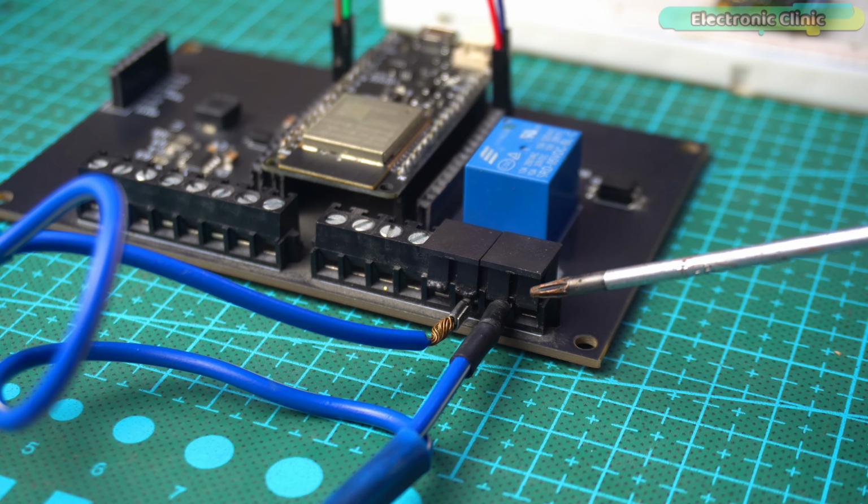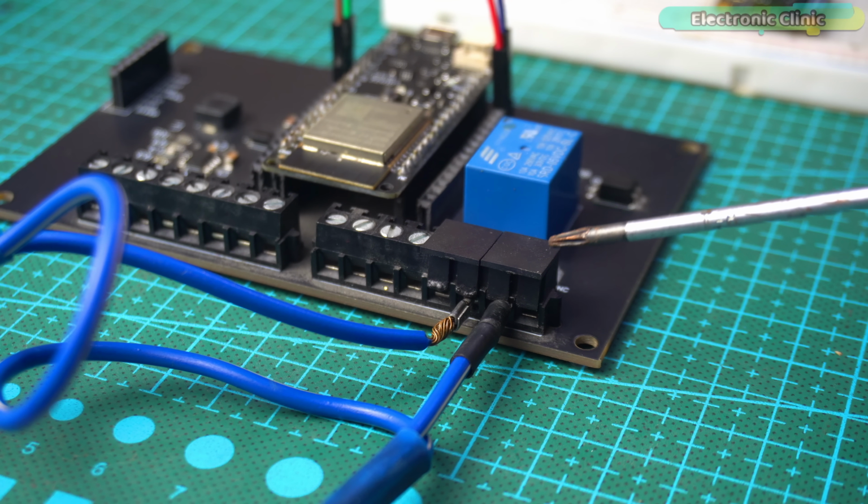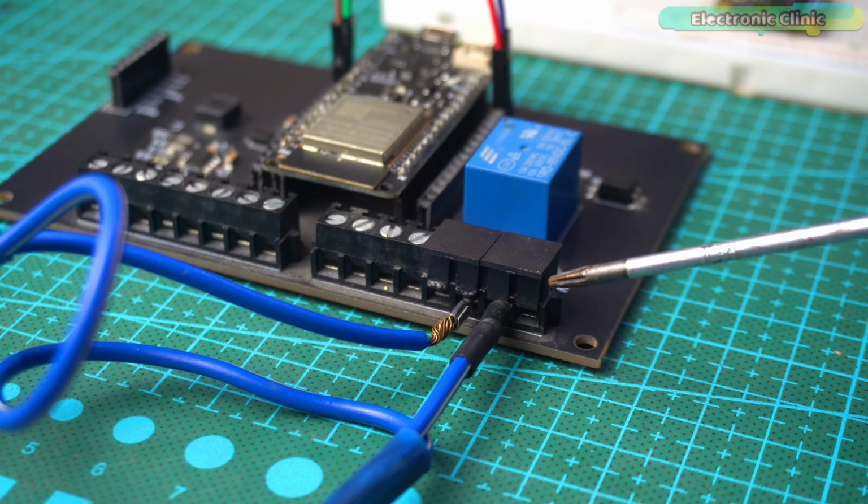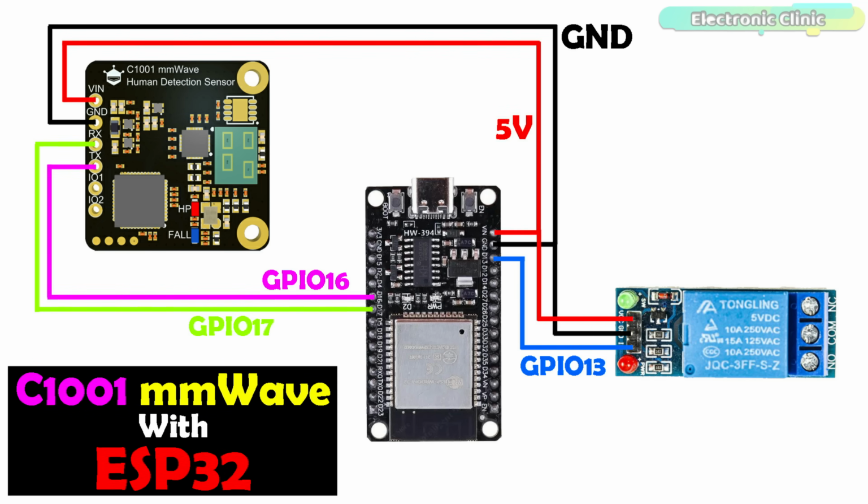When the 110 or 220-volt AC supply is connected, never touch the relay contacts, as it can be extremely dangerous. It is important to note that when working with mains voltage, proper safety precautions should always be taken, and it is advisable to consult relevant electrical codes and standards. For the connections, you can follow this circuit diagram.